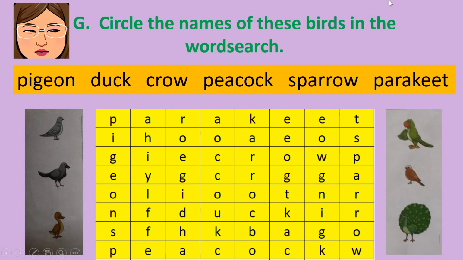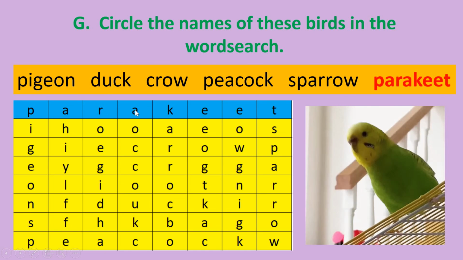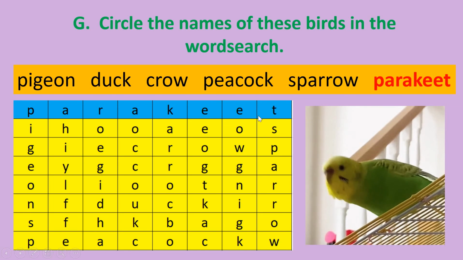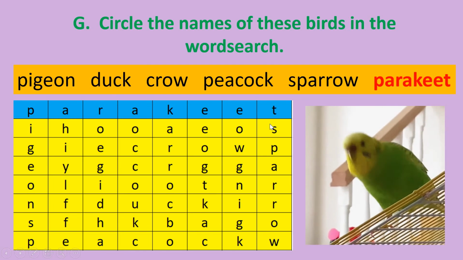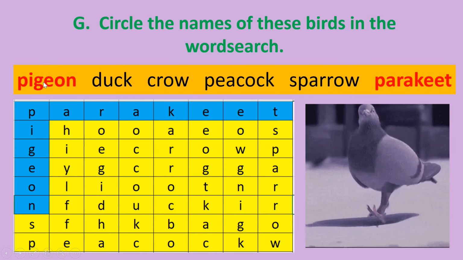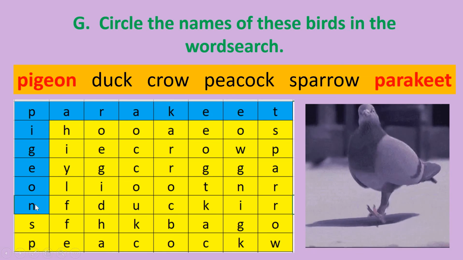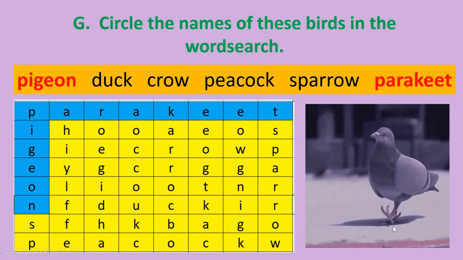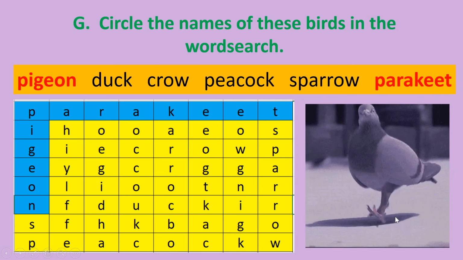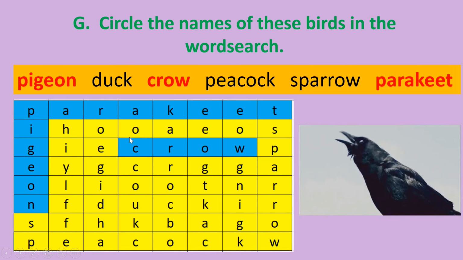So this is a crossword. So first of all, there is parakeet. PARAKEET. It's like a parrot. Okay. Now next word is pigeon. Down. PIGEON. Pigeon. So smartly. How smartly pigeon is walking. So cute. Lovely. Now next is crow. See here. Across. CROW. Crow.